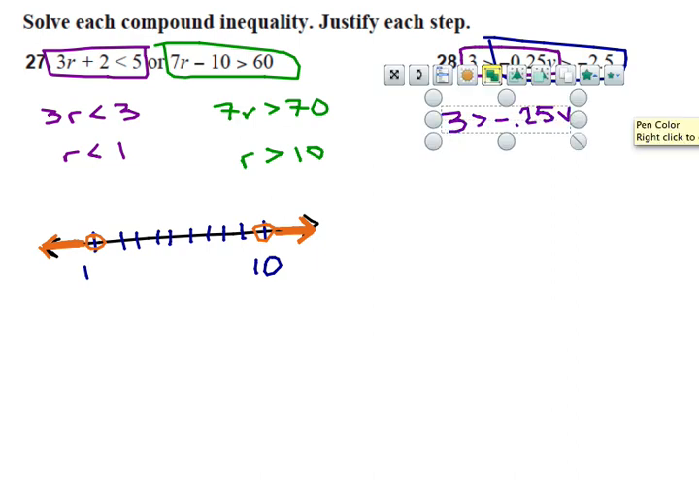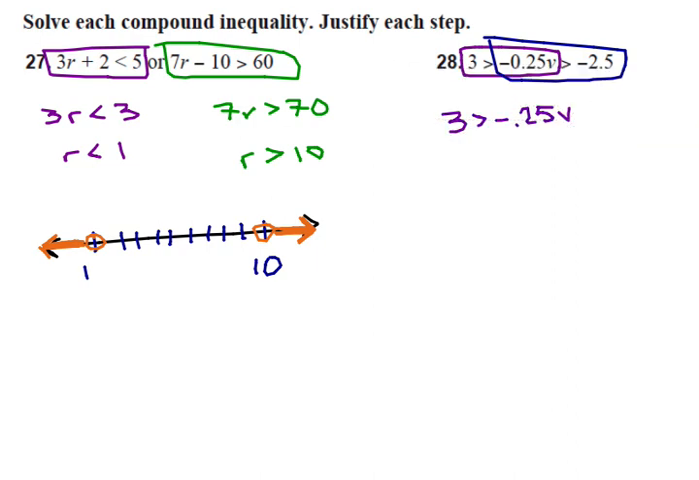That's the purple equation. So let's say we try to do this. I'm going to multiply by -4.